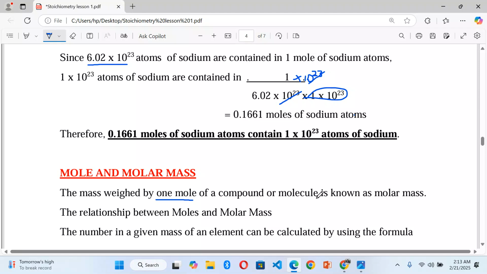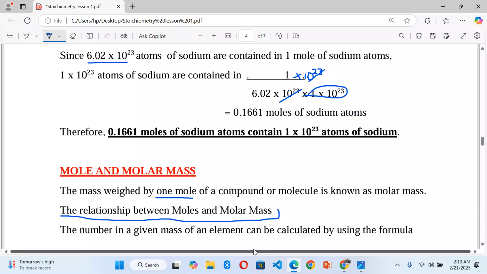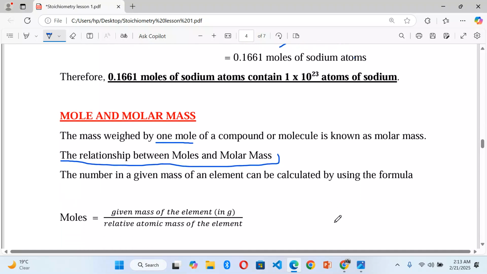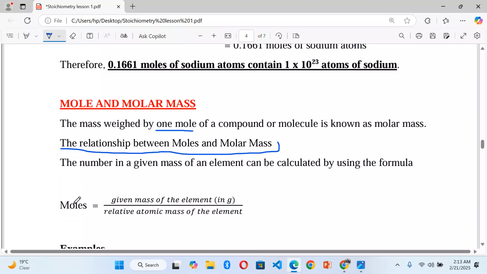That is something that we're going to be using very much, and therefore we need to get it very well, that the mass weighed by 1 mole of a compound or molecule is known as molar mass. So let's look at the relationship between moles and molar mass. The number of moles in a given mass of an element can be calculated using the formula: moles is equal to the given mass of an element divided by its relative atomic mass.